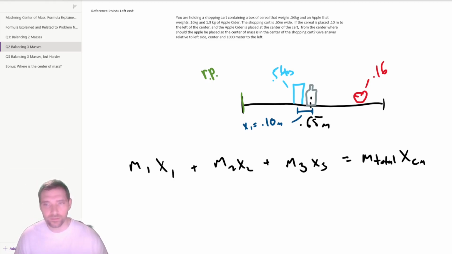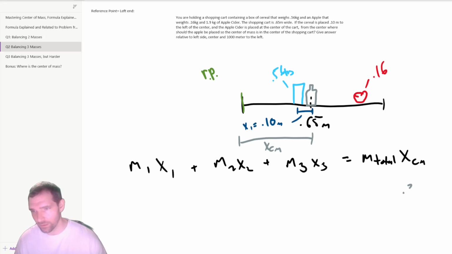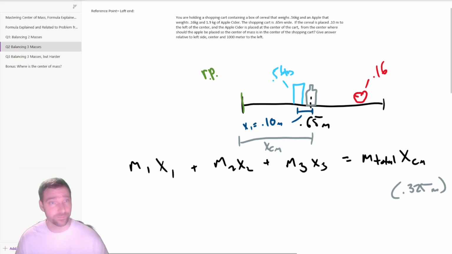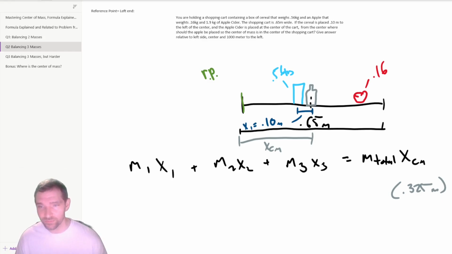So if we do 0.65, then we can say that our center of mass is going to be 0.325 meters, like we saw in the previous problem. You get that by dividing the total distance here by 2. And so we have that number. That's one of our givens.